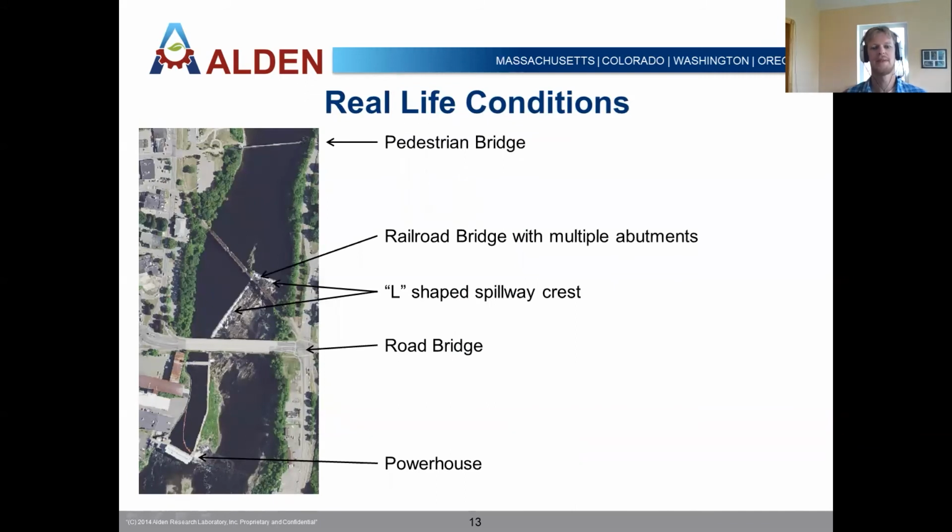So here's a larger schematic summary, the same thing. You have this pedestrian bridge upstream. You have the railroad bridge at this oblique angle. Then you have this L-shaped spillway crest with the downstream road bridge, and then the powerhouses in this bottom left corner. So that's quite a bit different from the way it was represented in the effective model.